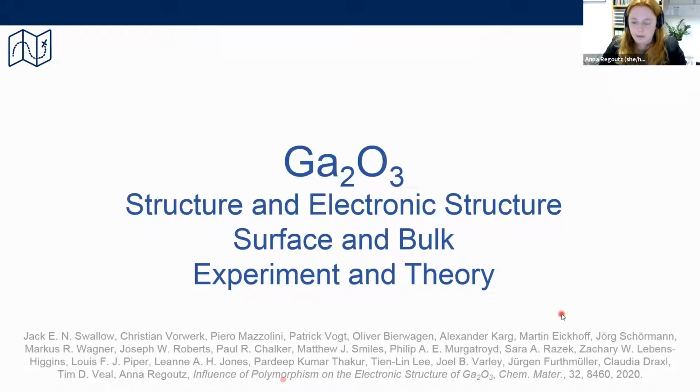And I will only be able to give you a short idea of what we did. If you want to know more about the work, then I've put the paper citation at the bottom. This was excellent work led by an Italian PhD student called Jack Swallow, who was at the University of Liverpool working with Tim Veal's group. And there was a great number of people on here, from theorists to sample growers to experimentalists, who all had to work together to figure this one out.